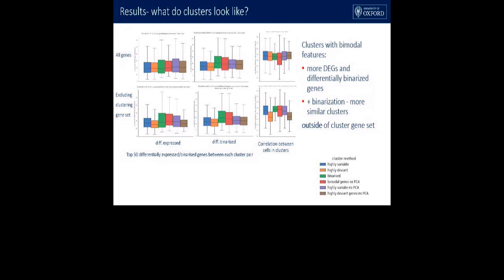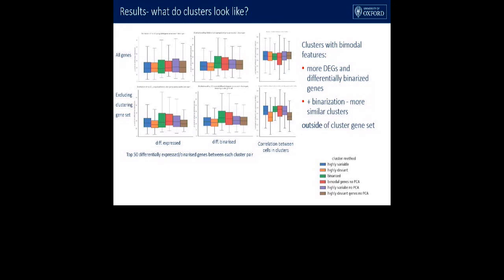We also performed a binomial test to test how clusters split genes by their on and off interpretation, because we know that differential expression is going to favor those genes that have a higher average expression and higher variance around that. But that's not necessarily more biologically meaningful. And even when we look at genes not included in the clustering gene set, we again see that both the binarized and the bimodal approach are doing that more.